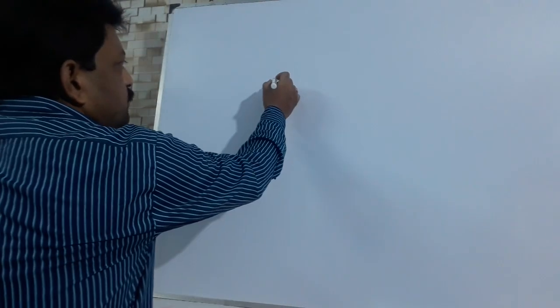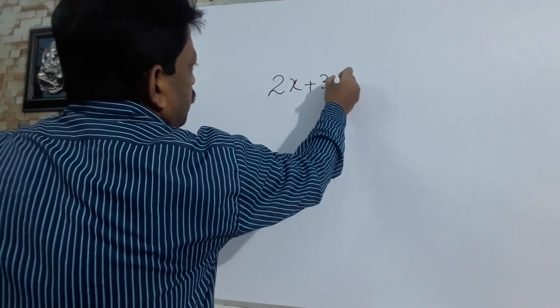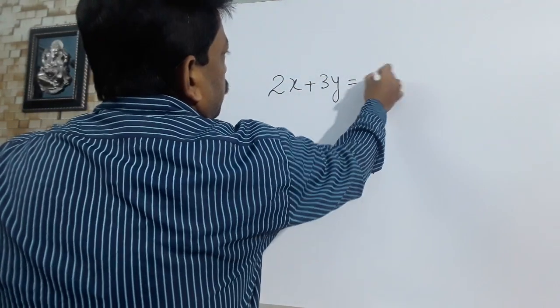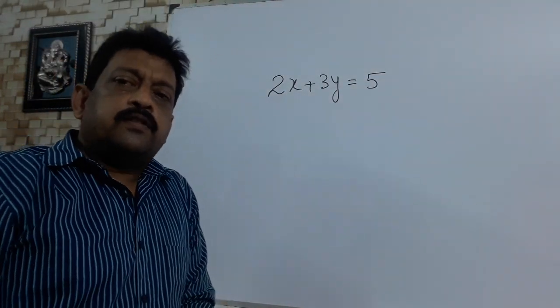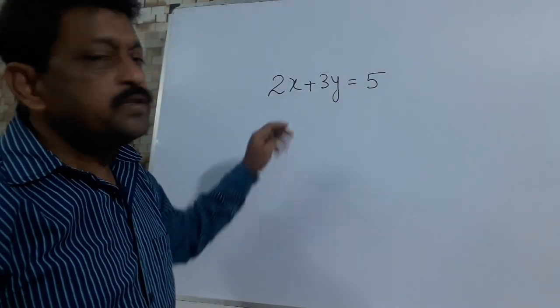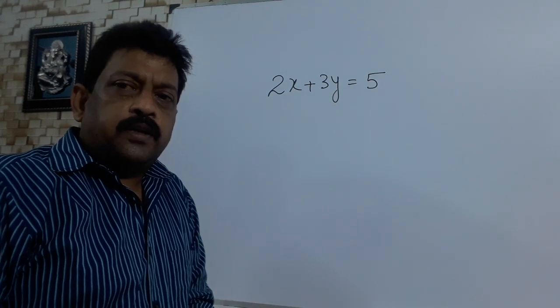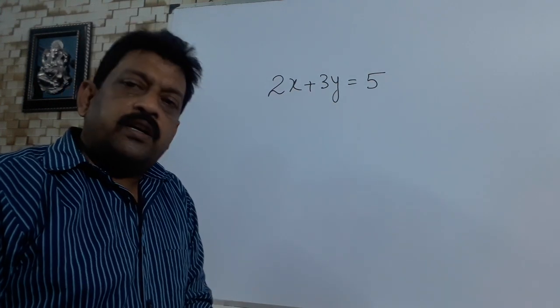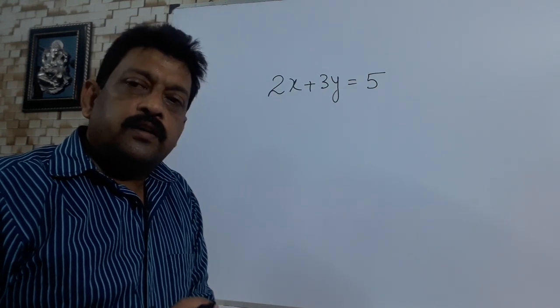So first of all, what is linear equation? Suppose I am taking this equation, 2x plus 3y equals to 5. Now why it is known as linear equation? Because if we make solution set of x and y and then plot it in the graph paper, then it will represent a straight line.